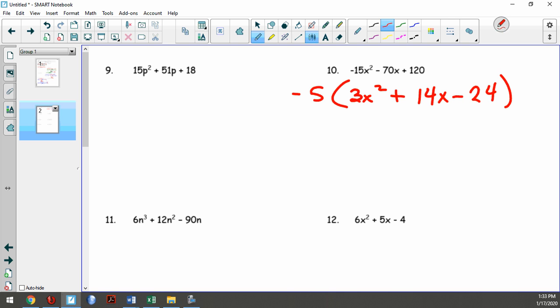It is negative 5 parentheses 3x squared plus 14x minus 24. Who all got that? Good job. Now what do we do? Two binomials. So how do I break down 3x squared? One more time.